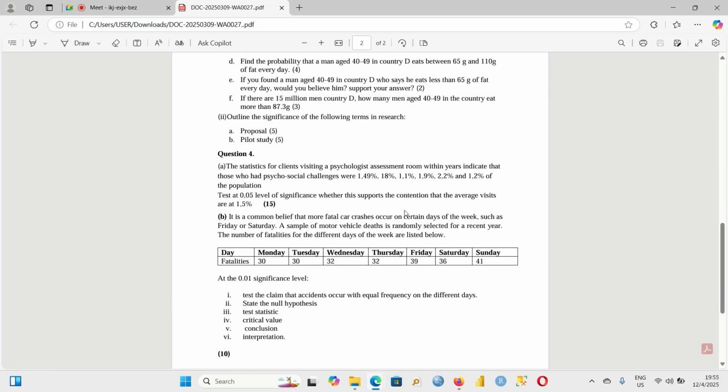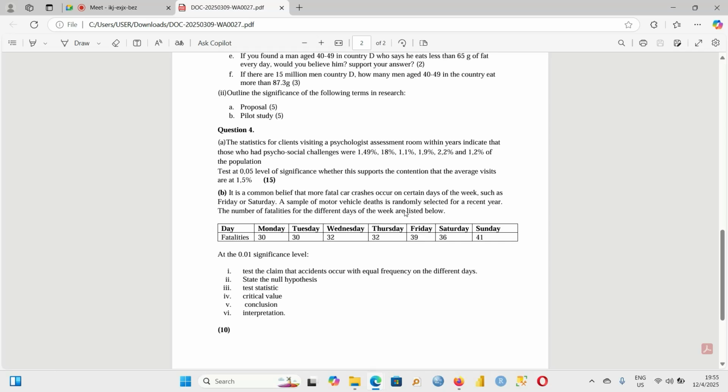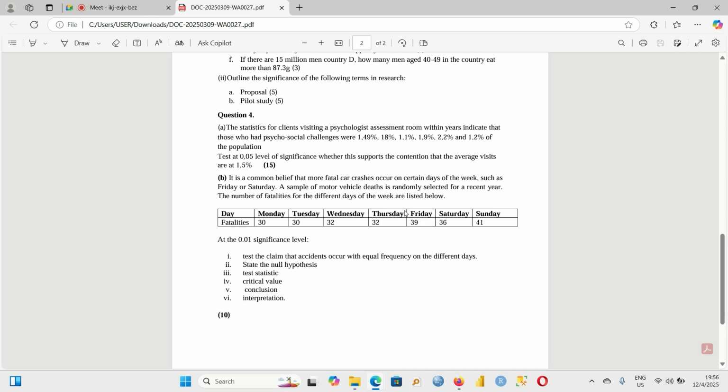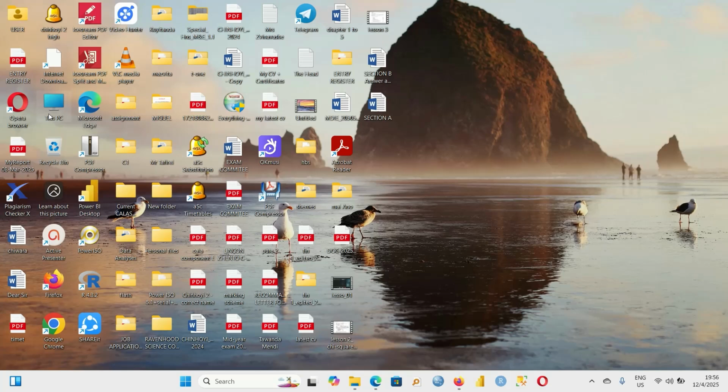We are going to look at question number 4b. It's another chi-squared test. We are going to follow those procedures that we did on the chi-squared test for contingency tables.